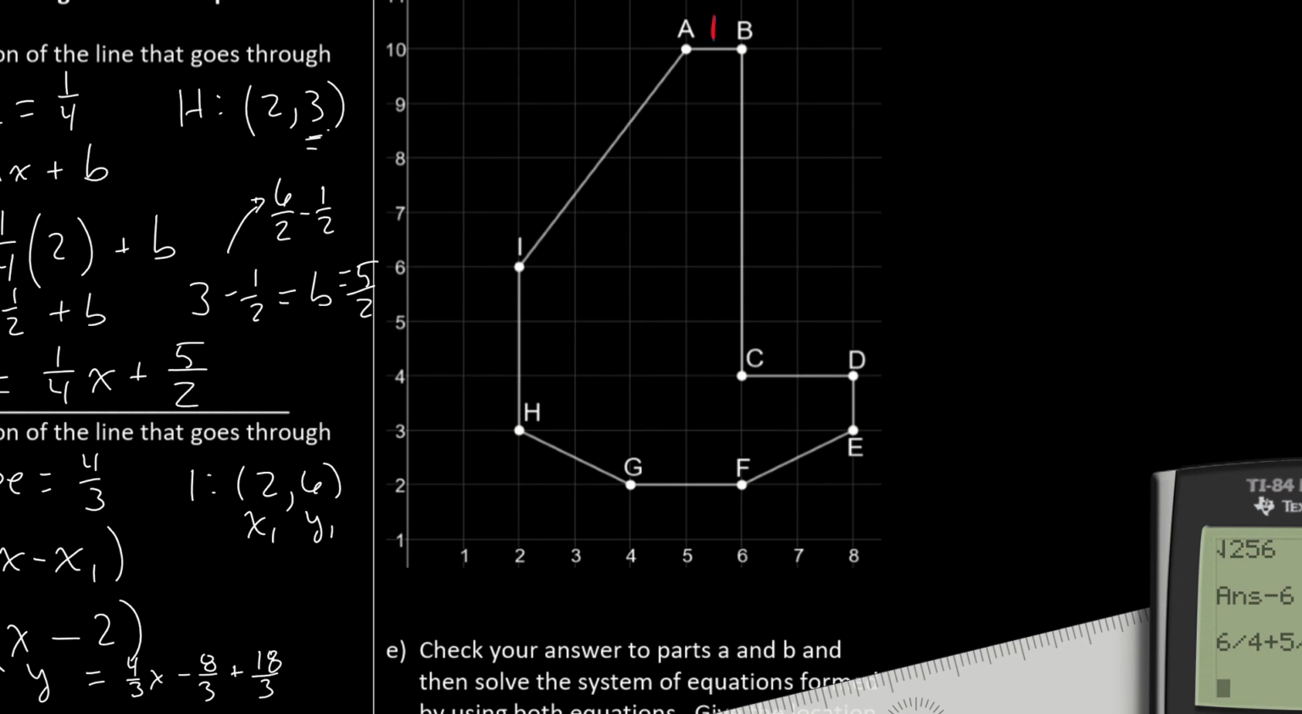And then from B to C, I can see that B has a Y value at 10, and C has a Y value of 4. So this should be 6 units, and I can count it also, right? It's 1, 2, 3, 4, 5, 6. This is 2 units. That's 1 unit. This is 2 units. This is 3 units.